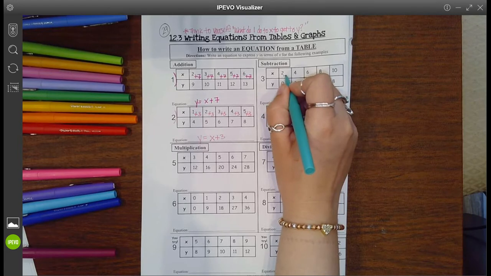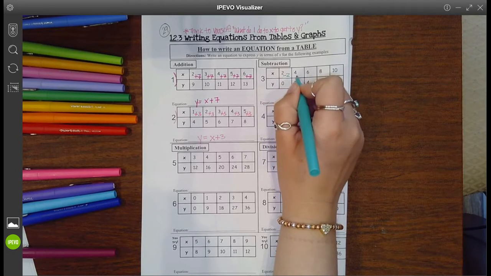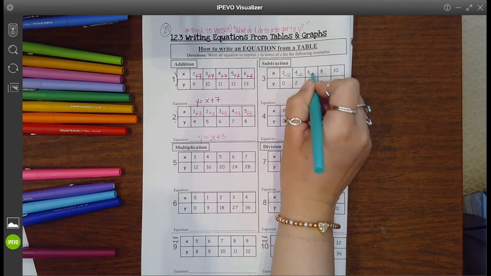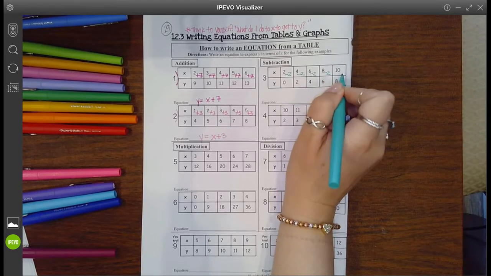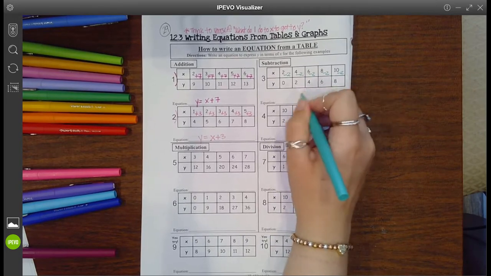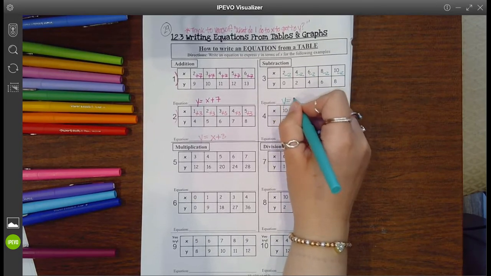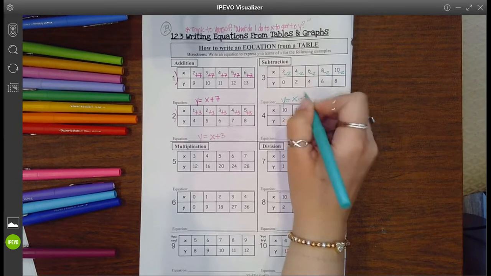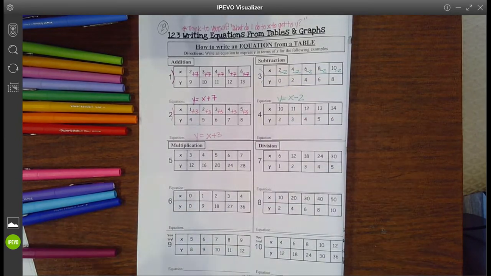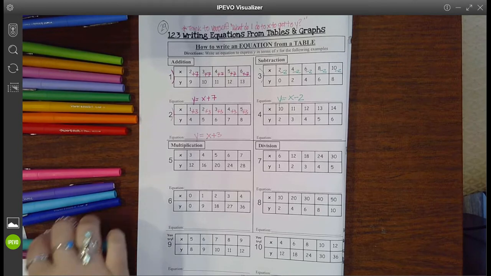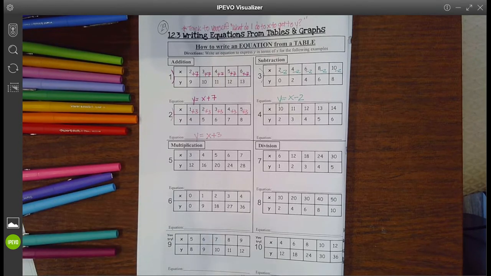So since they're getting smaller, let's try subtracting. 2 minus 2 is 0. 4 minus 2 is 2. 6 minus 2 is 4. 8 minus 2 is 6. And 10 minus 2 is 8. So to get y, we always took x and subtracted 2. If you want to, remember, you can always pause the video, try it yourself, and then unpause it and check yourself.